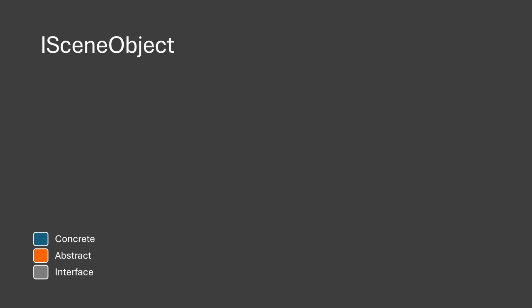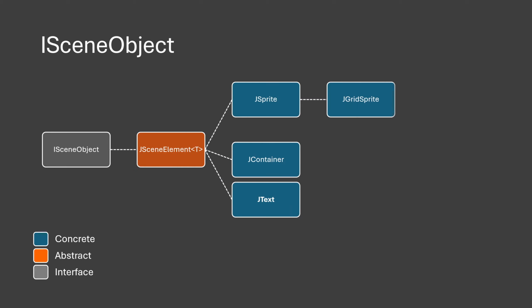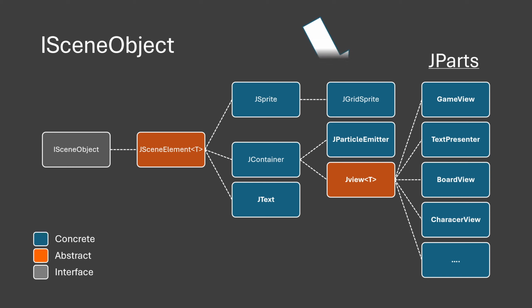All right. So let's look back again at our inheritance diagram for our IScene object interface and JSceneElement abstract class, as you remember from last time. What we are going to be looking at today, and actually building today, is the JGridSprite. As you can see, it inherits from the JSprite, so it has all of the properties and methods. It just adds the ability of this sprite to leverage a sprite grid as opposed to just a single texture.